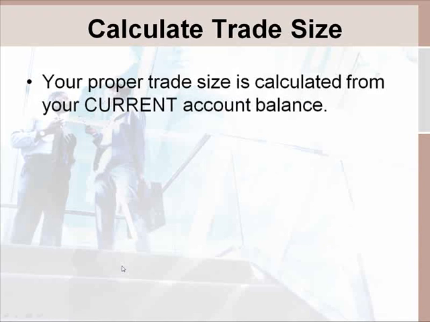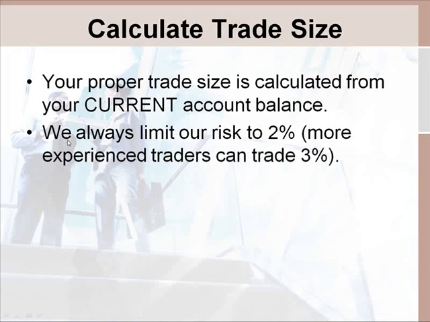We're going to risk a constant percentage of our account. So our trade size is calculated from your current account balance. And we're always going to limit our risk to a certain percentage. Usually you're going to use 2%. Some more experienced traders increase that amount to 3%, and I've even heard of some using 4%. But 2% is a good number to use all the way through your Forex career.